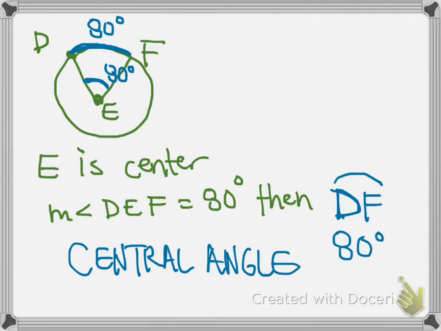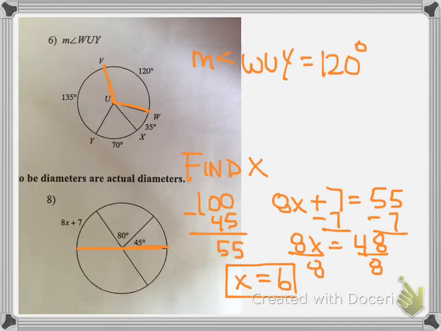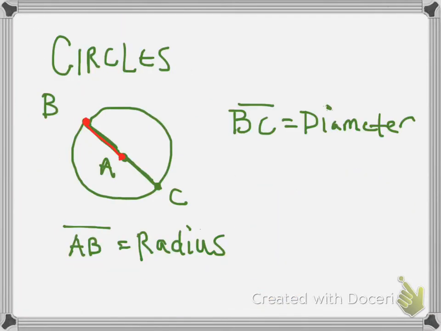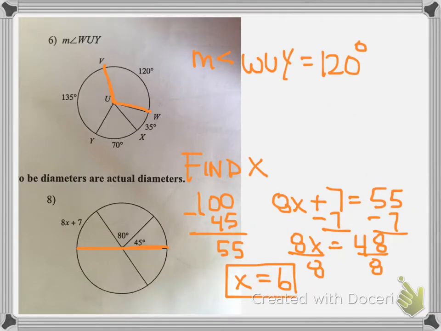Okay, in this picture, E is the center of the circle. That's E. All right, then, this is called a central angle. If the vertex is in the center, E is the vertex of this angle, then it's called the central angle. Whatever this angle is, the arc, the blue arc, is the same measure. This is called arc measure.